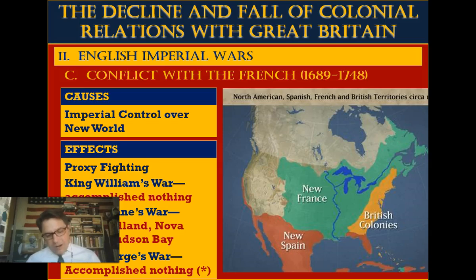The first war, which we often call King William's War, accomplished precisely nothing. A few years later, a new proxy war broke out, and after 11 years of fighting in what would be called Queen Anne's War, the British actually made some gains. They earned undisputed claims to Newfoundland and Nova Scotia and the area around Hudson Bay. And that's not nothing. And a couple of years later, the two sides would fight again in another feudal war called King George's War, which also accomplished nothing.